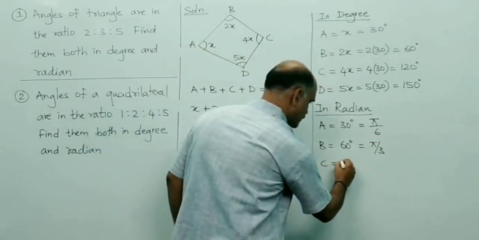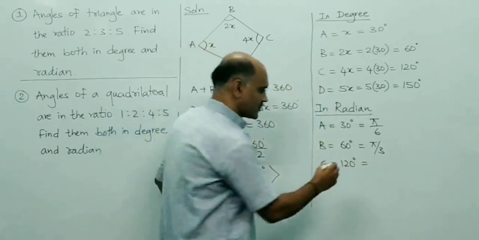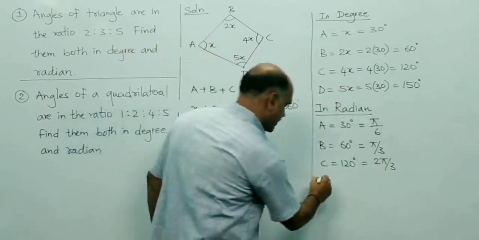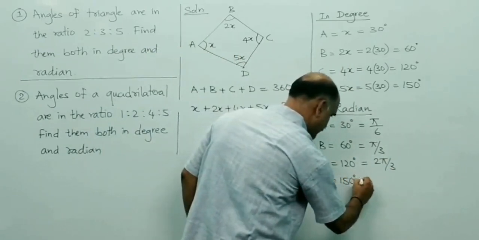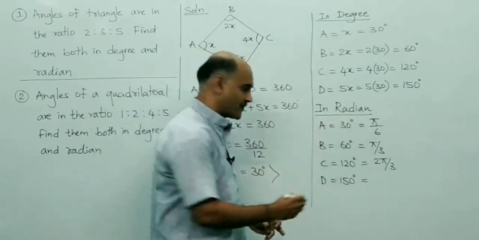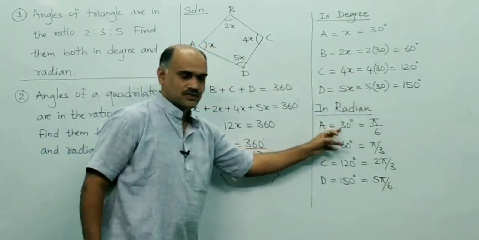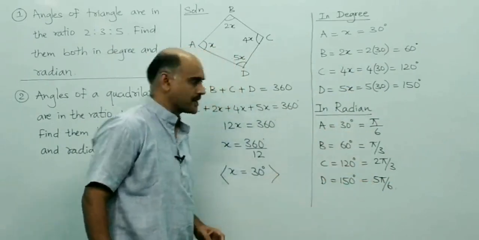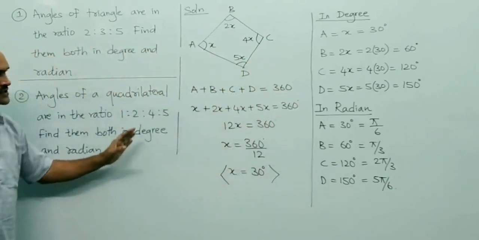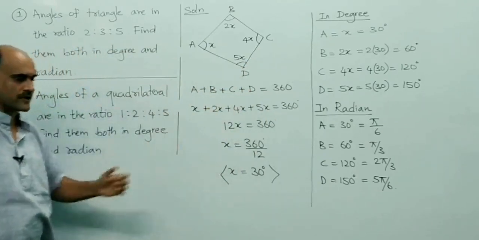C is equal to 120 degrees. 120 is double of 60. So you will have 2 pi by 3. Then D, 150 degrees. 150 is 5 times that of 30. So multiply by 5, you will have the answer 5 pi by 6. So 30 into 5 is 150, and you will have 5 pi by 6. So you have found the angles both in degrees and radians. So students, again you can pause and note down all these steps or solve the problem.